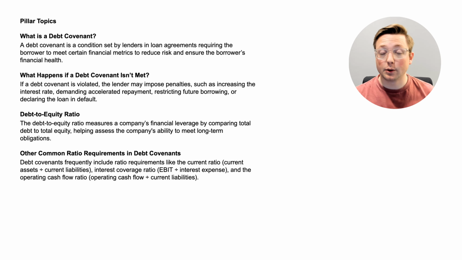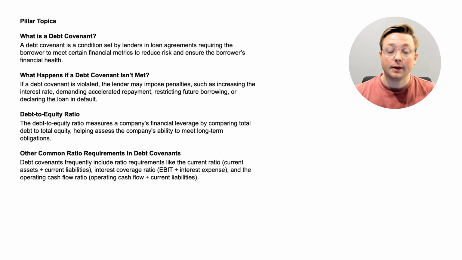Next, let's talk about the debt to equity ratio. By the way, this seems to be the most common thing that you might see out of all these different ratios we talked about. You may still see some other ones, but the debt to equity ratio seems to be a big one. The debt to equity ratio measures a company's financial leverage by comparing the total debt to total equity, helping assess the company's ability to meet long-term obligations. And this makes sense why it would be such a big one, because lenders don't want to give money to somebody who's just taking on a ton of debt and they don't really have much equity, because that means that they're very highly leveraged, which is kind of dangerous. So they don't want to lend to somebody who has too much debt compared to their equity.